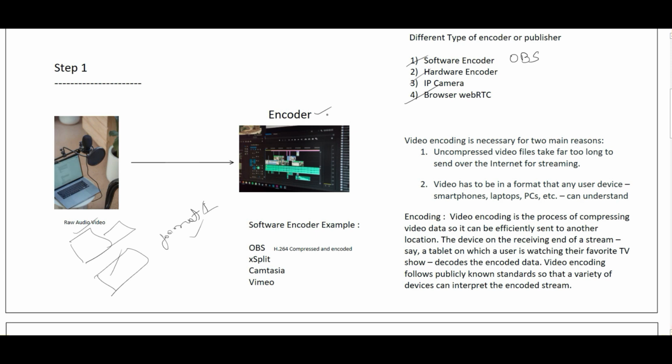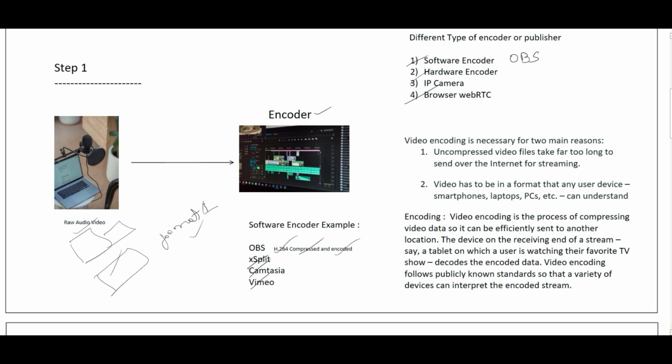So the encoder will help to compress the video. During the compression it will eliminate duplicate elements and reduce the size of the chunk, and it will encode in different formats so it can be understood by the end user devices. So what could be an encoded format? A very popular encoded format is H264. When we talk about software encoders, apart from OBS, we have XSplit, Camtasia and Vimeo. In the first step, the videos are encoded with the help of the encoder.